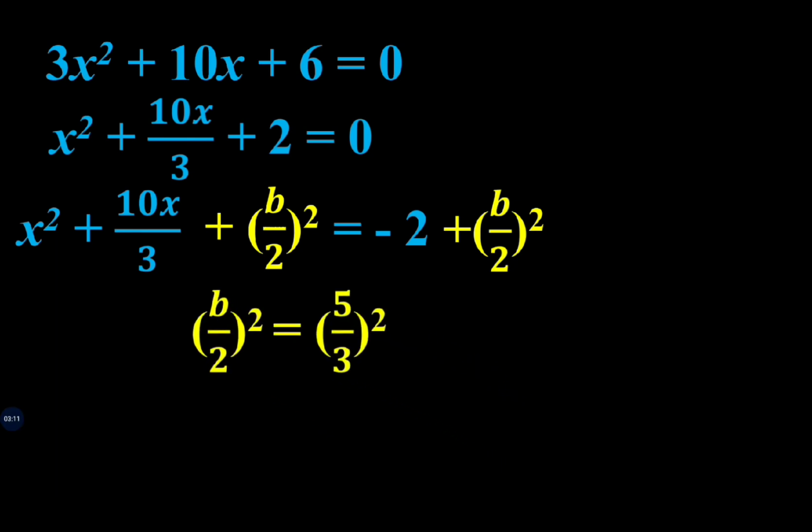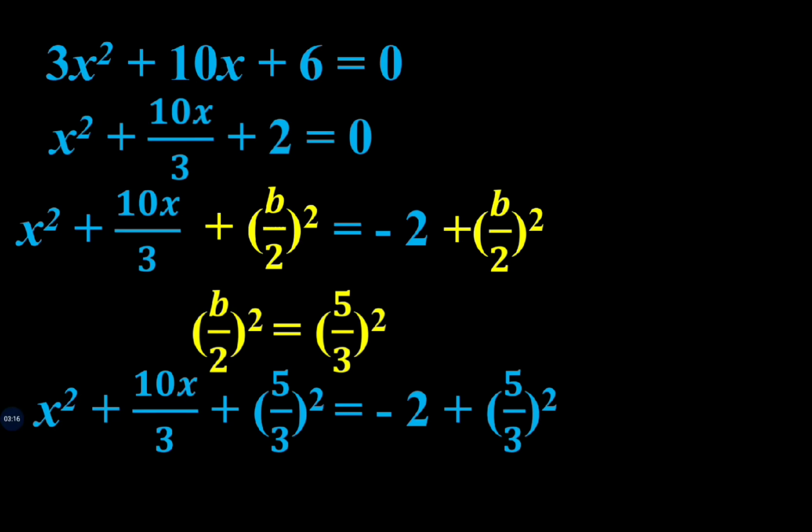Now we can substitute the b over 2 squared expression with the actual value. And this is what the equation becomes. So now I can factorize the left hand side. I get a binomial squared. And now I can simplify the right hand side.